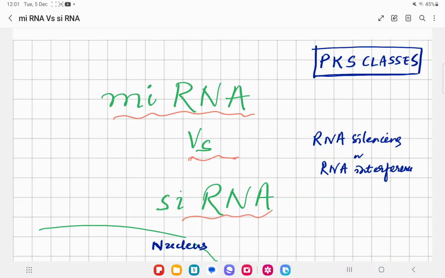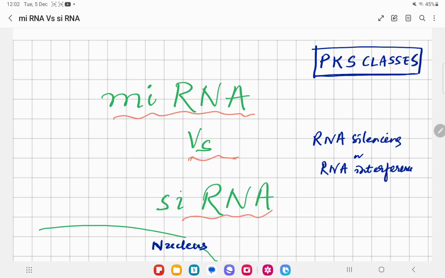Today we are going to discuss the two RNAs which are involved in RNA silencing or RNA interference. One is microRNA and the other is siRNA or small interfering RNA, and what is the difference between these two.